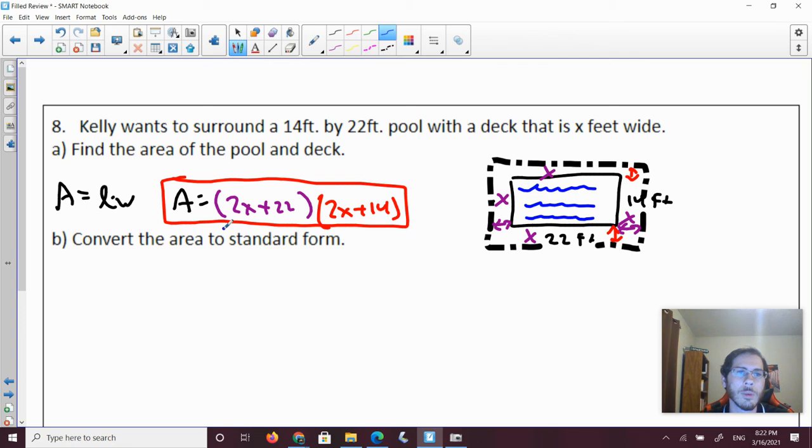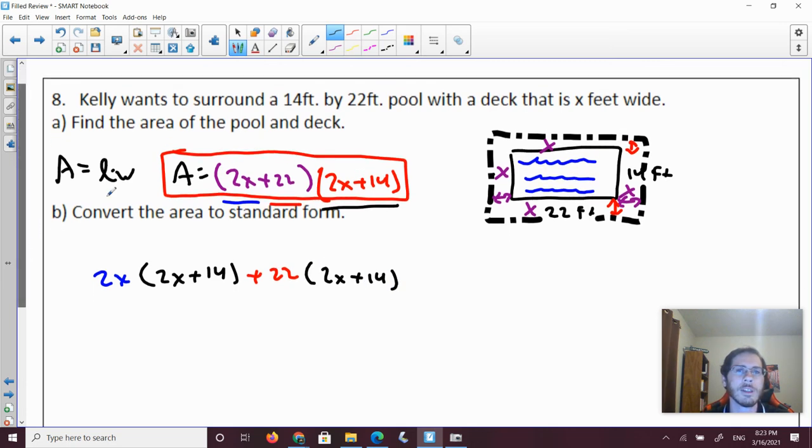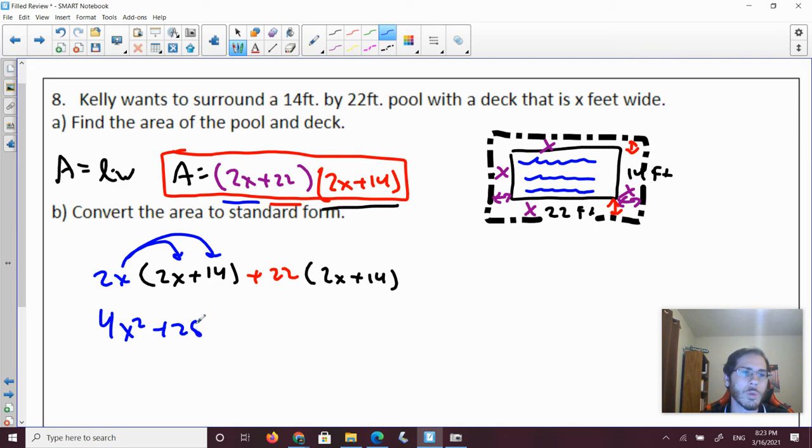So for this one, we've got 2x, and we want to take the big piece. So 2x times 2x plus 14. And with the second piece, we got the 22. We still want to use the big piece again. So 2x plus 14. And so with the double distributive method, we're going to distribute the 2x to both parts. And that'll give me 4x squared plus 28x. We want to distribute the red 22 to both parts. So that's going to be 44x and 22 times 14.